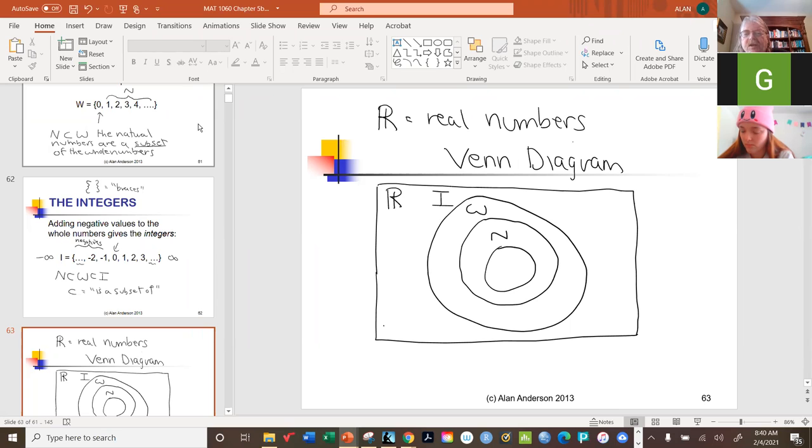Now, of course, you can see there's plenty more that we haven't addressed yet, but we will. But right now, you can see that based on this diagram, N is contained within W, which is contained within I. Now, what does this remind you of?